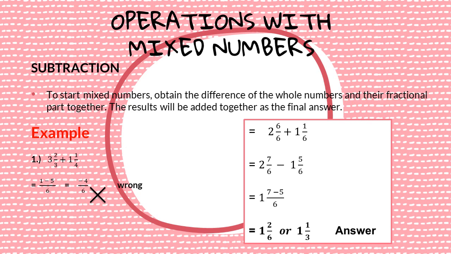Okay, next. So, we have operations with mixed numbers pa rin po. Subtraction. To subtract mixed numbers, obtain the difference of the whole numbers and their fractional part together. The results will be added together as the final answer. So, another example. In subtraction naman po ito, ha? So, ang given po natin ngayon ay 3 and 1/6 minus 1 and 5/6.